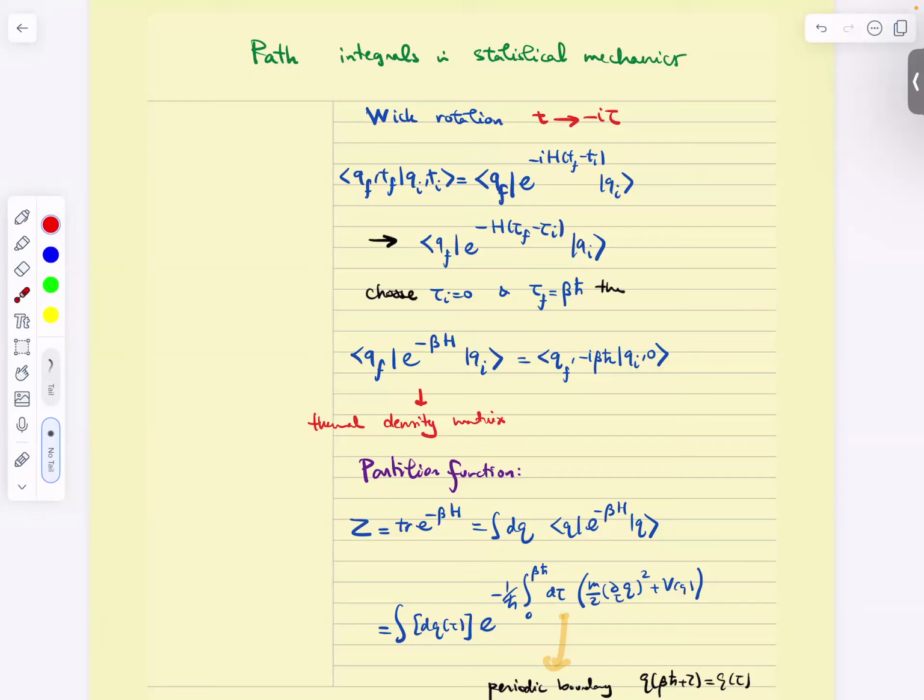Okay. All right. What happens if I do this change of variables? What do I get? What happens to my equation? Let me say free particle. So the free particle Hamiltonian is this.